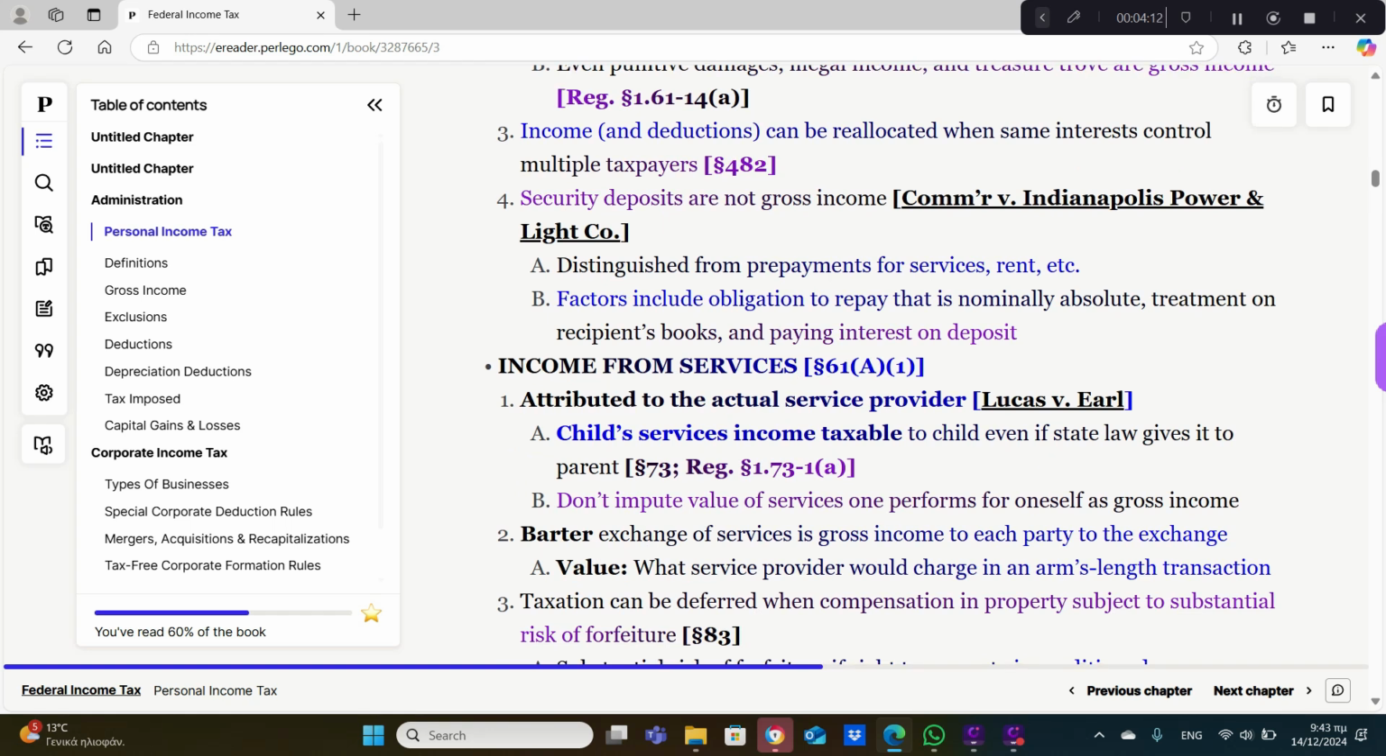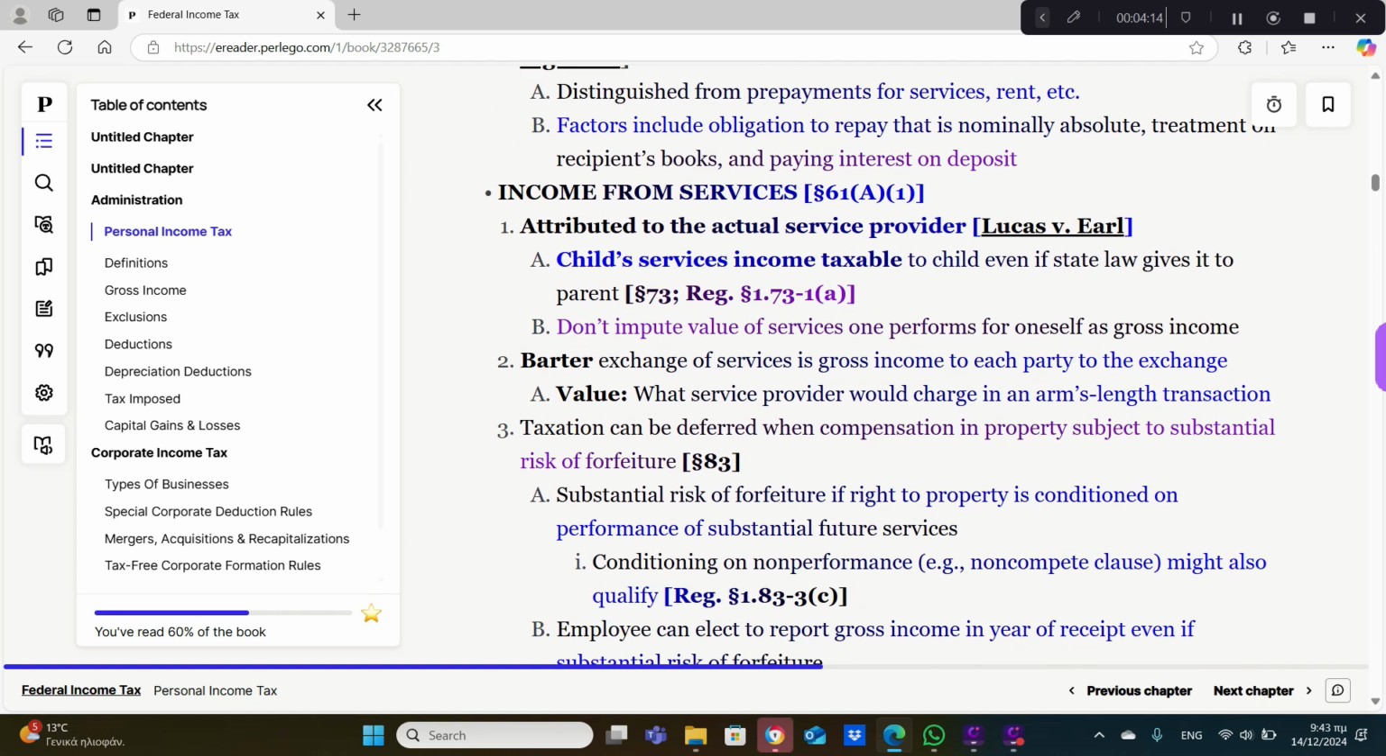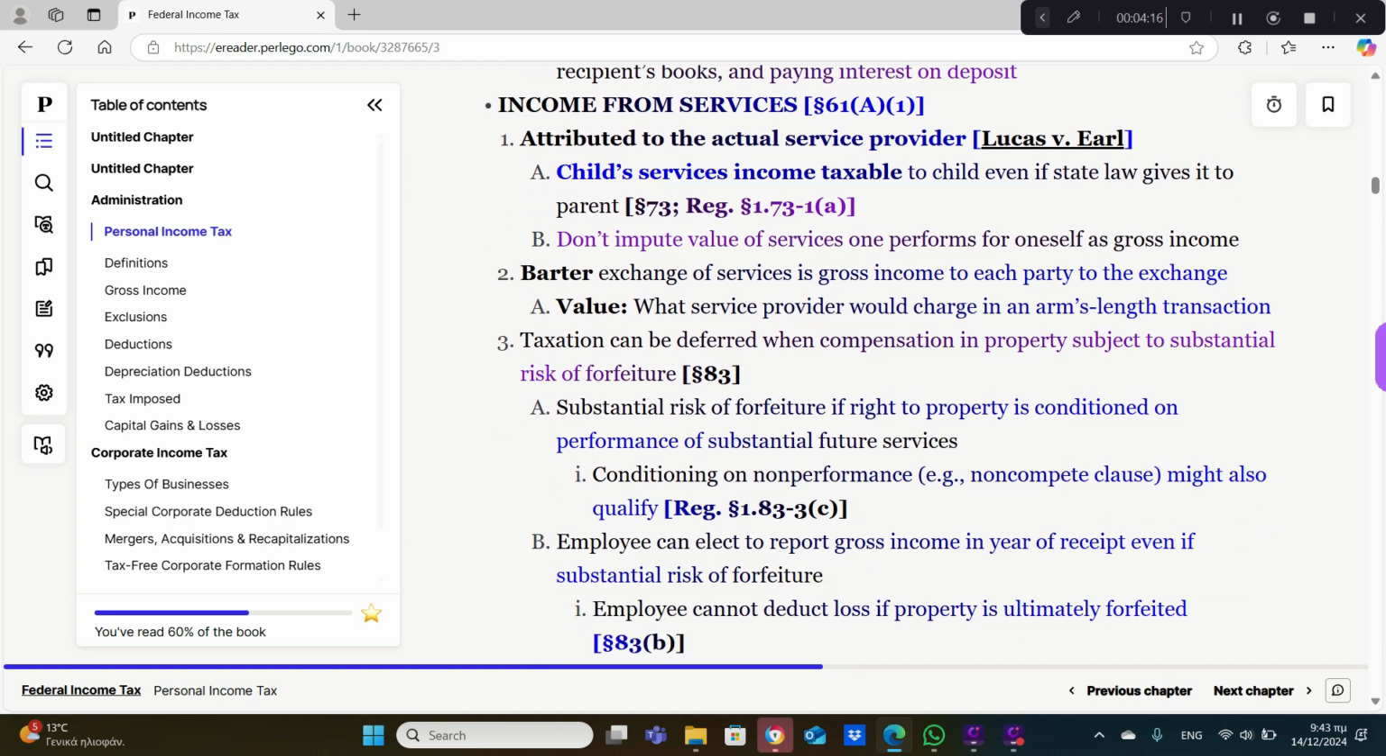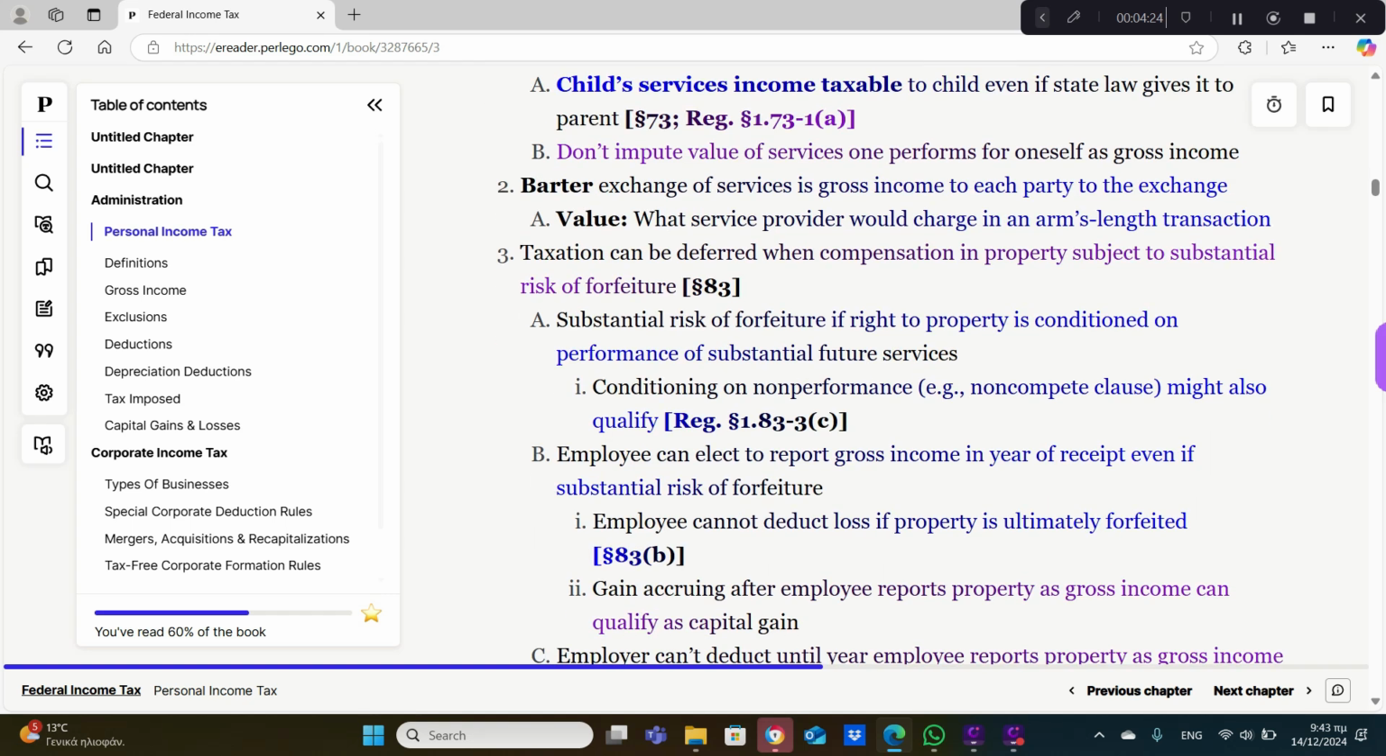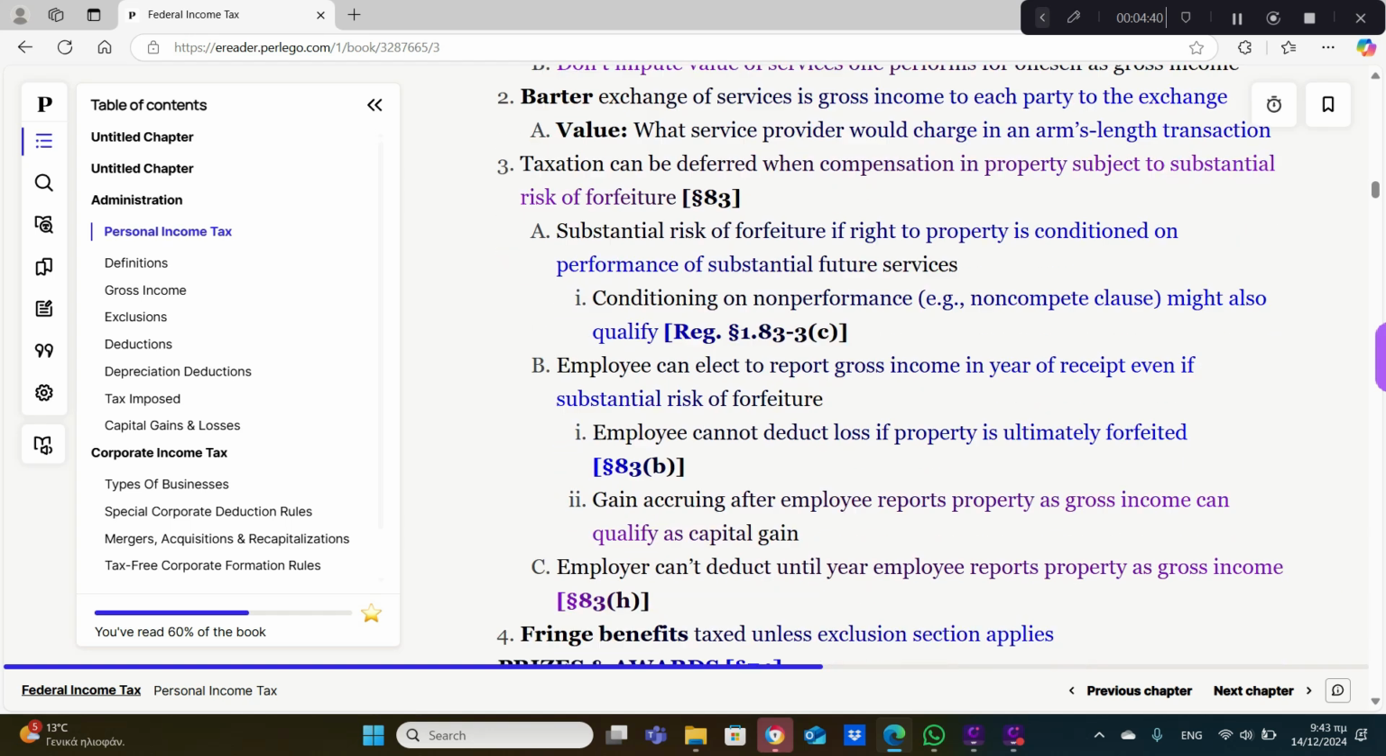9. Capital gains and losses. Capital gains, profits from selling capital assets, e.g., stocks, real estate. These are taxed at different rates depending on whether they are short-term, held for less than a year, or long-term, held for more than a year. Capital losses, losses from the sale of assets can offset gains and reduce taxable income. The guide emphasizes the preferential tax rates for long-term capital gains.